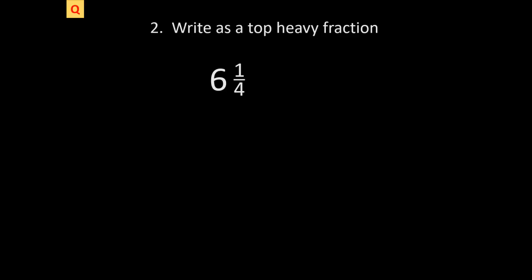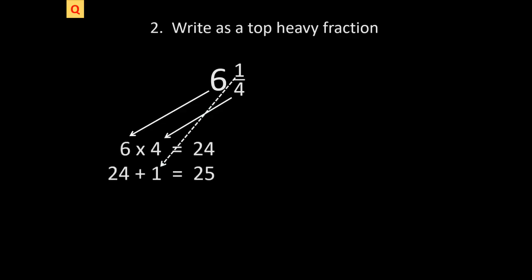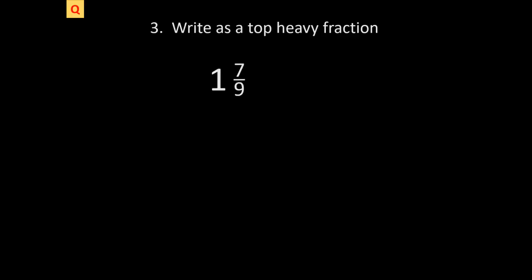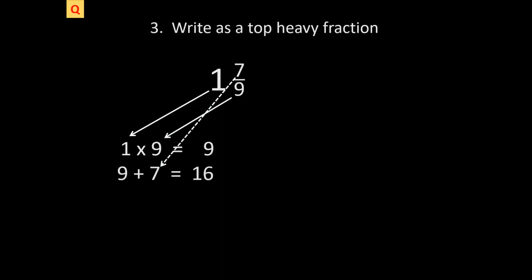Okay, how'd you get on? So let's have a look at this one. We got 6 wholes and we're dealing with quarters. So we got 24 quarters plus another one there, 25 quarters. So 6 1/4 as a top-heavy fraction is 25 over 4. Number 3, 1 and 7/9. We've got 1 whole, we're dealing with ninths. So 1 whole is 9/9. We've got an extra 7/9. So in total, we have got 16/9.